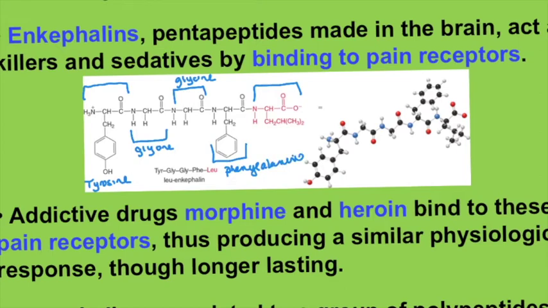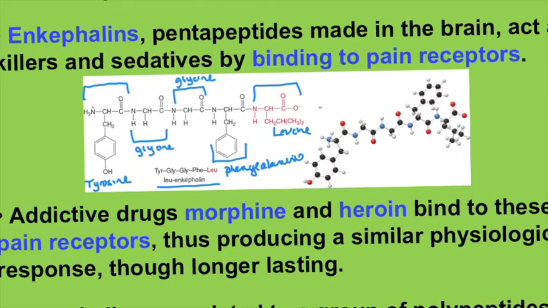Okay, and the last amino acid, a CH2, that would be leucine. So the name will be tyrosyl, glycyl, phenylalanine, leucine. Sorry. And that's shown here in the 3-letter abbreviation.